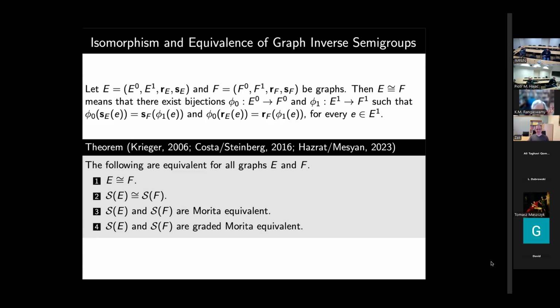And is it the same Krieger from Cuntz-Krieger? I don't think so, but I'm not totally sure. Wolfgang Krieger. You have Cuntz-Krieger conditions, so it's only fair to ask if it's the same Krieger. It just might be, but I'm sorry, I don't remember. Okay.